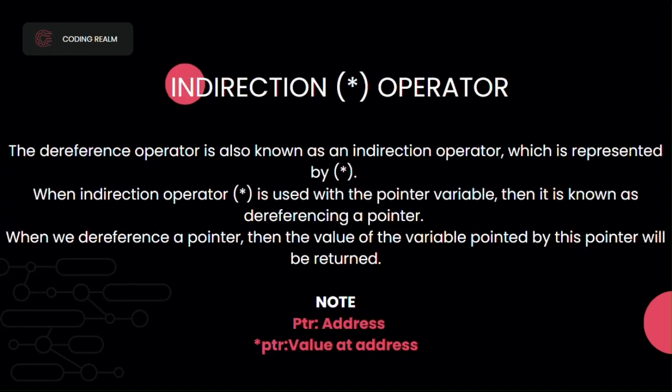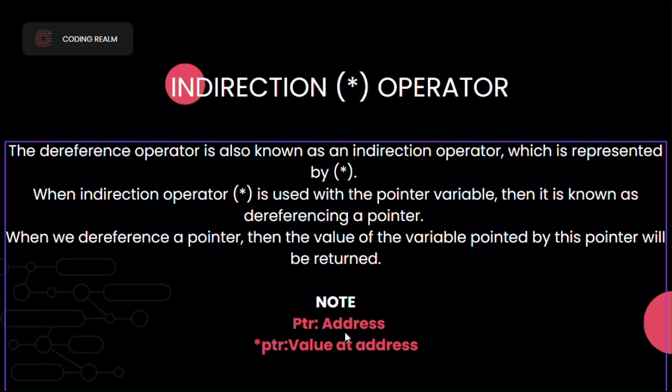Second, the star or the asterisk. The dereference operator is also known as the indirection operator, which is represented by a star. When the indirection operator is used with a pointer variable, it is known as dereferencing a pointer. When we dereference a pointer, the value of the variable pointed to by this pointer will be returned.